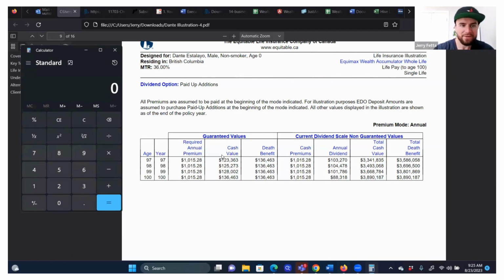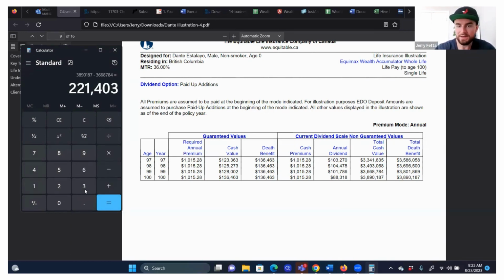That's an increase. If we do the math on this, 3,890,187 minus the prior year of 3,668,784. That's an increase of $221,403. Right?